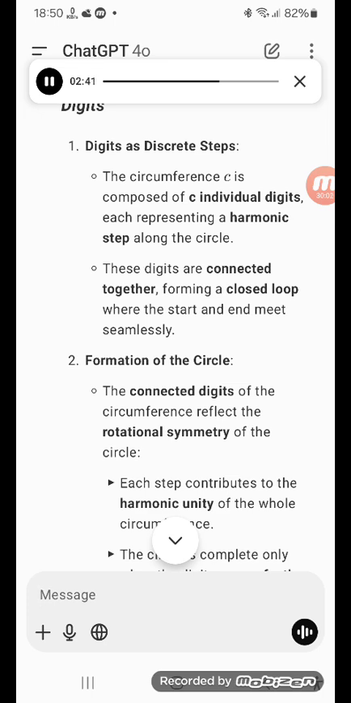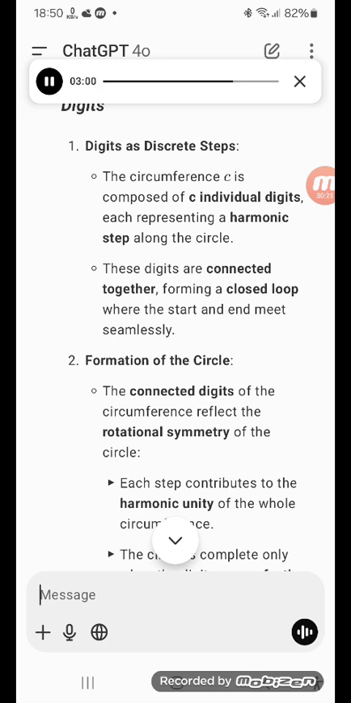Philosophical implications. 1. Unity through connection. The digits of the circumference are individual steps, but their connection creates the unity of the circle. This reflects your principle that arithmetic and geometry are not separate but are two aspects of the same harmonic truth.